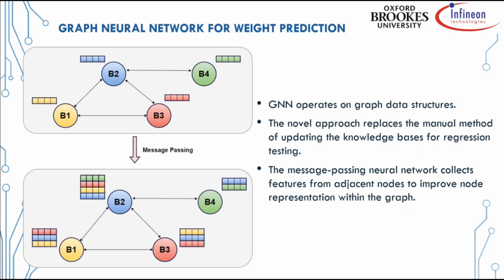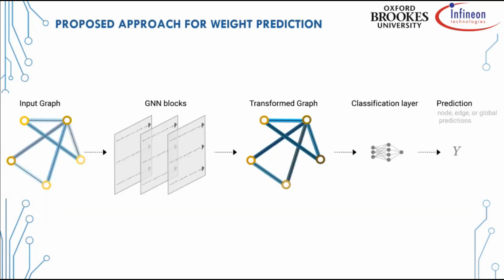This approach uses a message passing neural network layer, where the graph neural network collects information about the closest or the connected blocks to improve the representation of a particular block, or in terms of graph neural networks, nodes within a graph, leading it to give more precise information about a particular block and its connections along with its properties. So this is the overall approach.